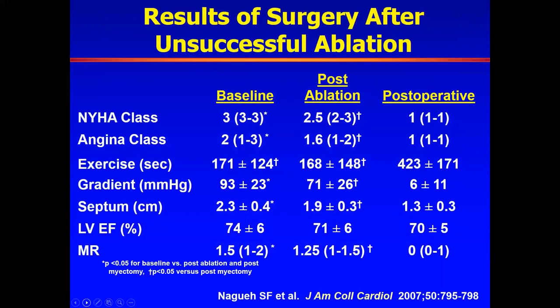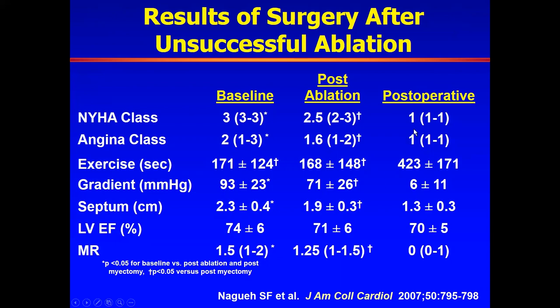What do you do if somebody goes through an ablation and doesn't do well? Can you offer them something else? Yes, you can offer them something else, which is myectomy. Of course, that comes at a higher risk. The higher risk in this small series of 20 patients was the need for permanent pacemaker.